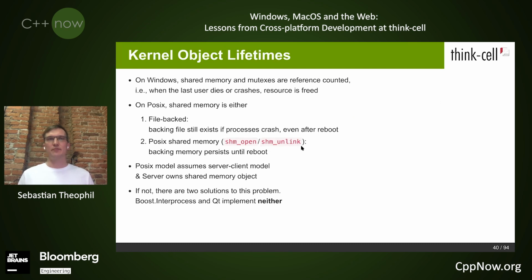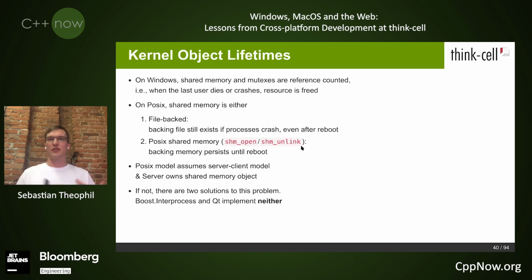So what happened? On Windows, shared memory and mutexes are reference counted, like most kernel objects I can think of. So when the last handle to them is closed because the process has crashed, then that resource is freed. On POSIX, shared memory can be either file-backed, which means that the backing file still exists even if your process crashes, even after a reboot of the system. Or you can use the actual POSIX shared memory implementation, which seems to be limited on many operating systems. And that will still mean that the backing memory continues to exist until the system is rebooted.